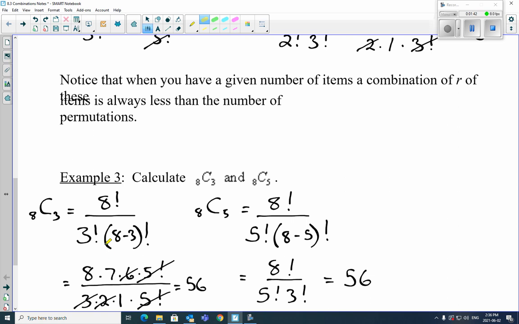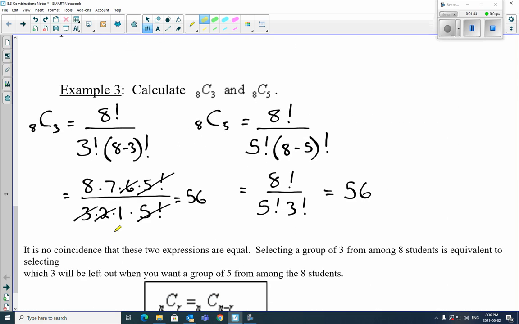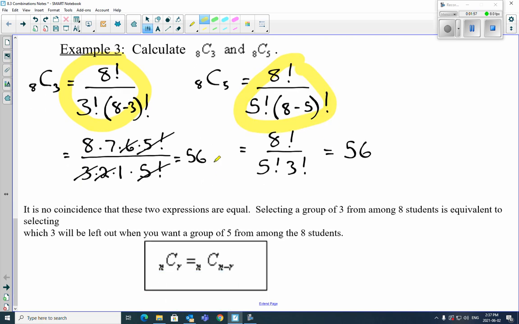Okay, example 3. Calculate 8 choose 3 and 8 choose 5. And there's a reason for this. So we do all the work here, right? 8 choose 3. Now you can see the whole pattern here, right? There's the formula. 8 choose 5. There it is. And if you look, we actually end up with the exact same answer. So it's kind of neat. It's no coincidence these two expressions are equal.